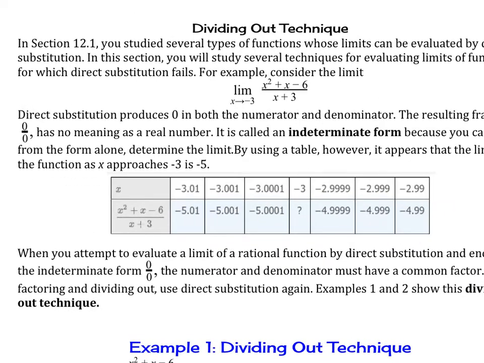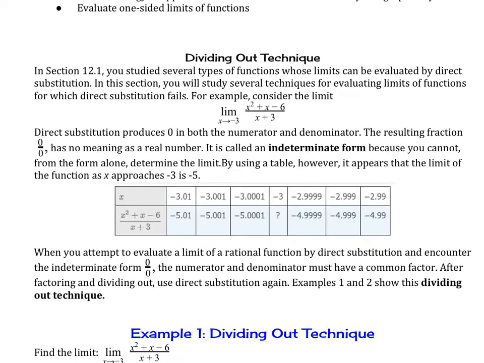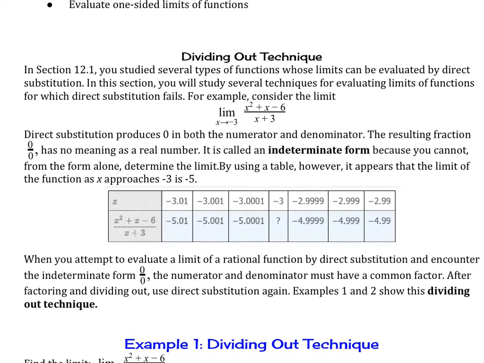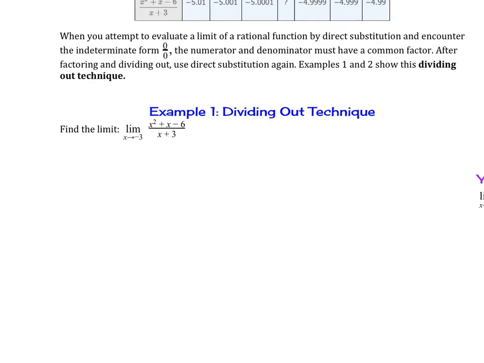Now, when you attempt to evaluate a limit of a rational function by direct substitution and encounter the indeterminate form 0 over 0, the numerator and denominator must have a common factor. So basically, when you plug this number into the function and you get 0 over 0, there is a common factor. So after factoring and dividing out, we're going to use direct substitution again. So example 1 and 2 will show this dividing out technique.